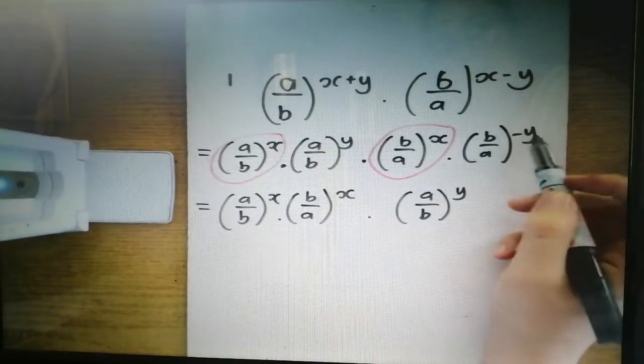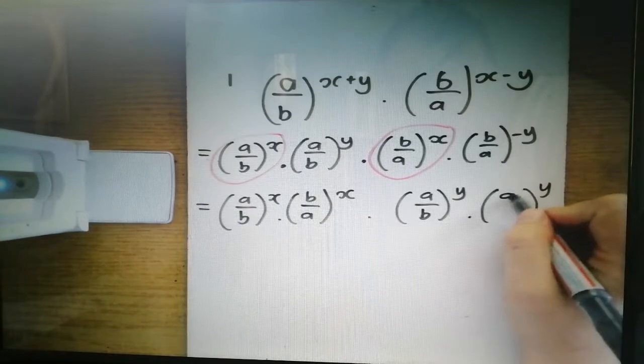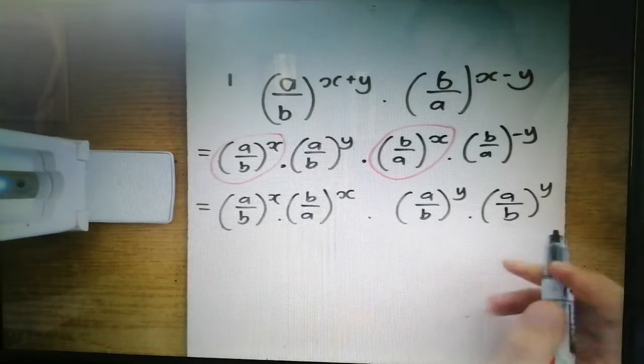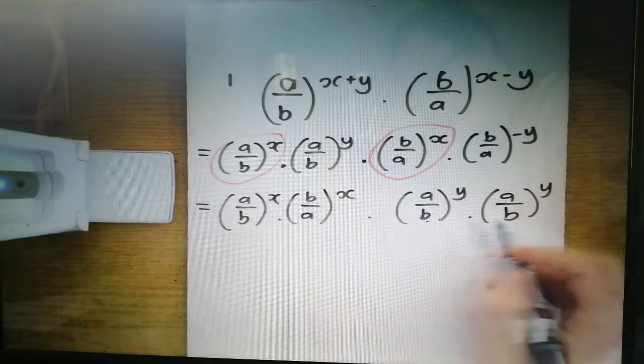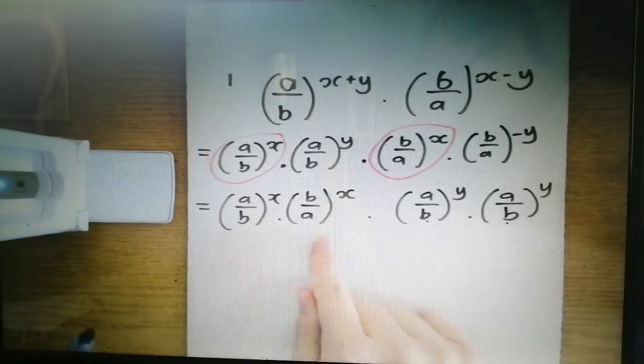What do I do with this negative power to make it positive? I switch the inside of the fraction. So here I have a over b to the power of y. Okay, this is easy, this section here, because I've got the same base. So you keep the base, you add the powers. I'm just going to focus on this.